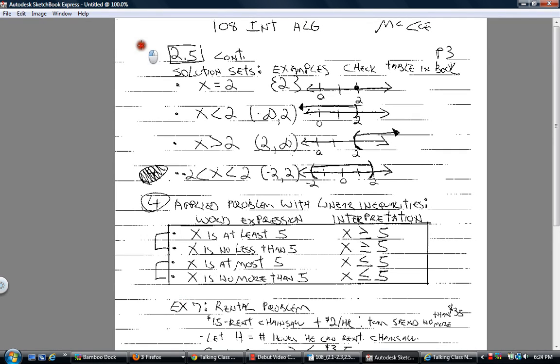I'm going to finish up section 2.5 on page 3. I'm going to go ahead and talk about solution sets here, continuing from our previous page. So I noticed on my notes I say check the table in the book, and I'm talking about the table that's on page 97, just to help you out a little bit.